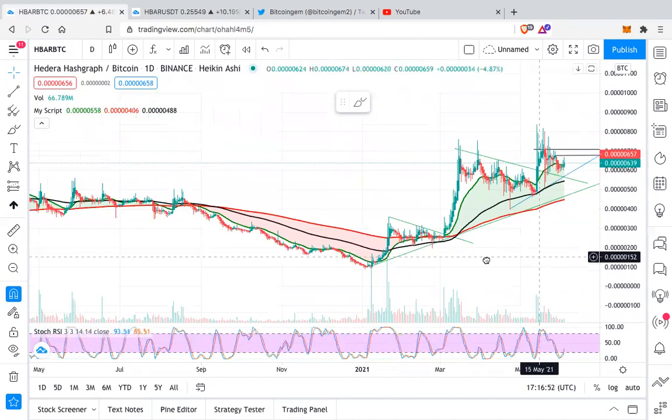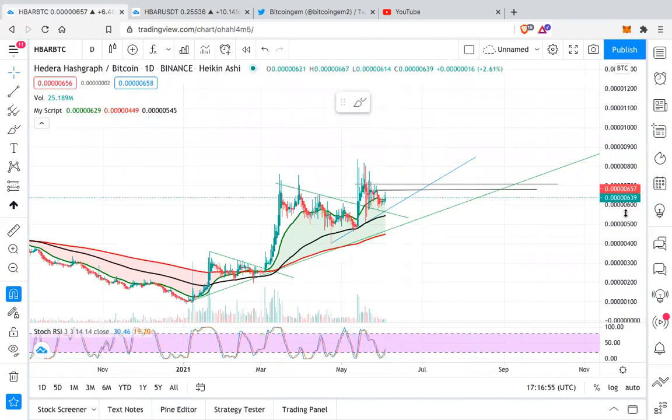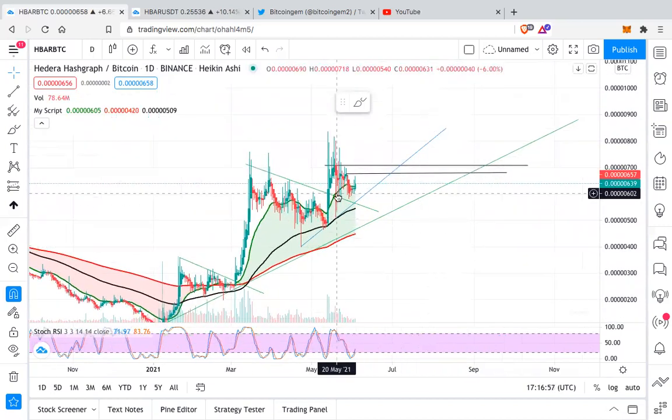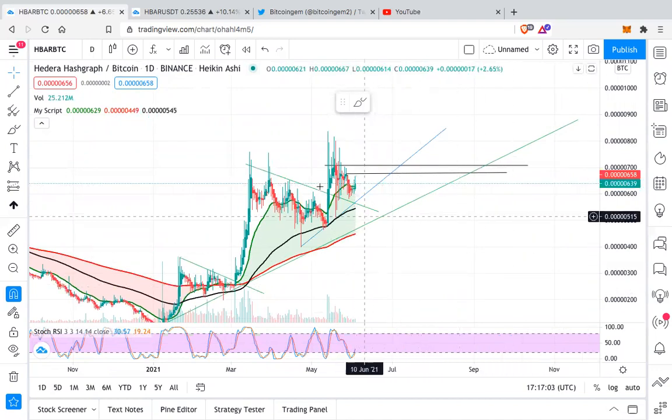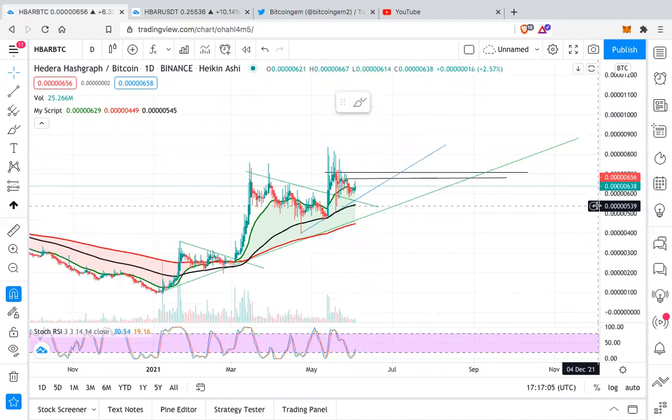Anything that is above the 21 EMA is bullish in my opinion. So this is something that you should look at if you're looking into any alts, and look for yourself. That's it, guys. This was something I wanted to share with you today.